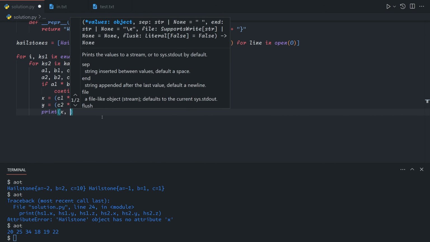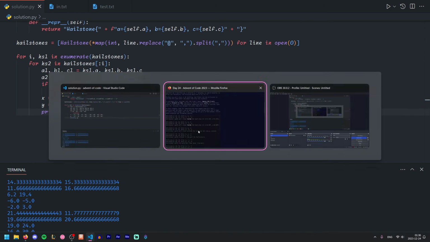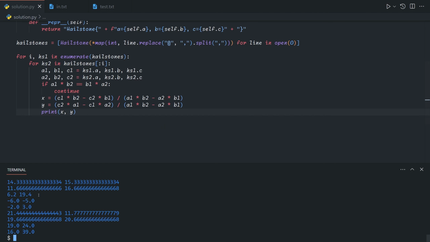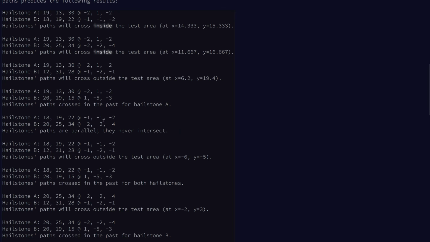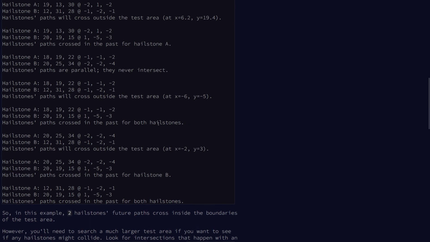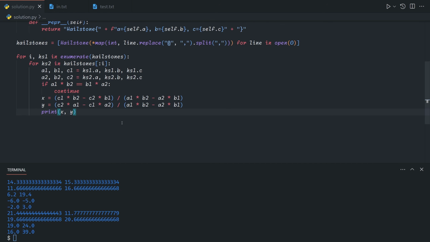And so now if we print out x and y for each set of hailstones, we see that the values line up with what we're expecting. So for the first intersection, we have 14.3 and 15.3. For the second one, we have 11.6 and 16.6. Third one is 6.2 and 19.4. Fourth one, it doesn't tell us because it's in the past, and we skip the parallel one. And then we have -6, -5 here. This is one of those past points, etc. So these are not in the same order as these ones, but we see that the values line up, so they're roughly correct. And so now we need to check if the points are in the past.